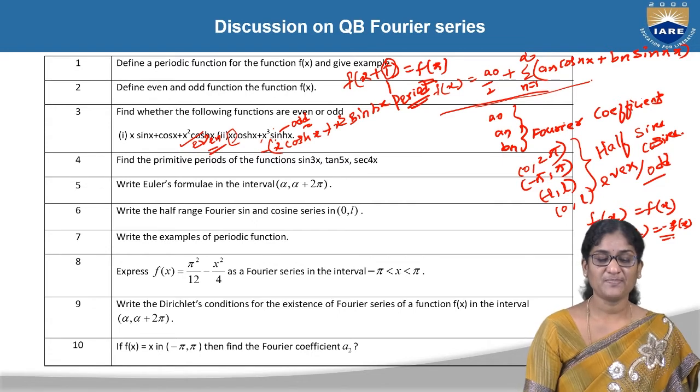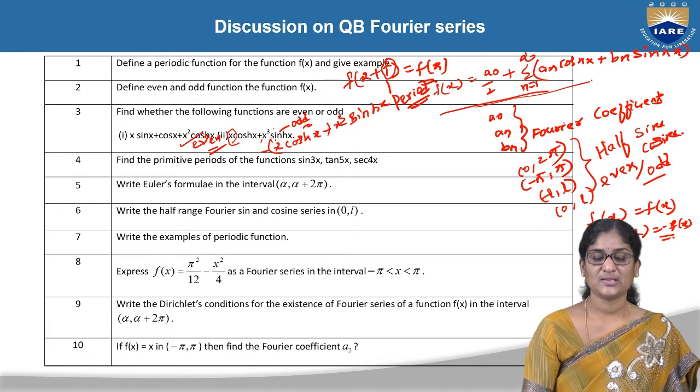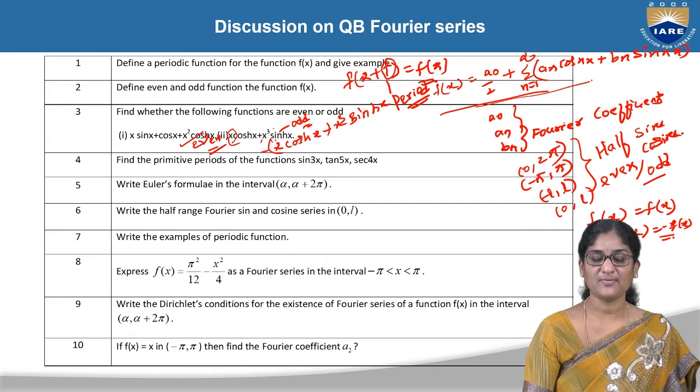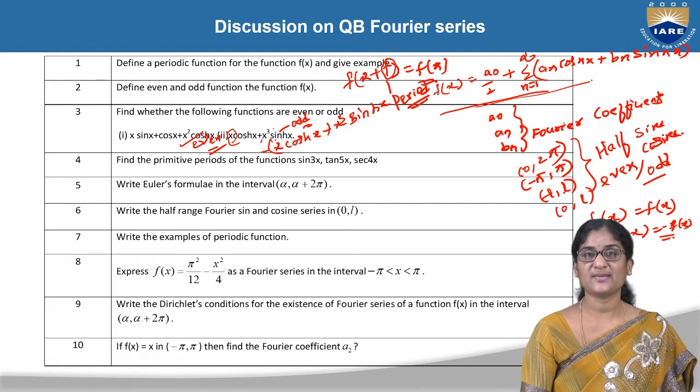Next, find the primitive periods of the functions sine 3x, tan 5x and secant 4x. The primitive period of sine 3x is nothing but pi by 3, and tan 5x is nothing but pi by 5, and similarly we can give the primitive period for secant 4x also.